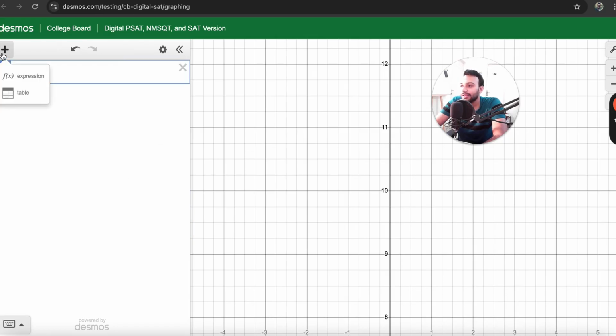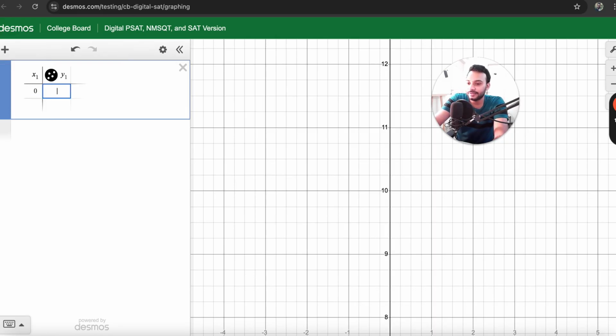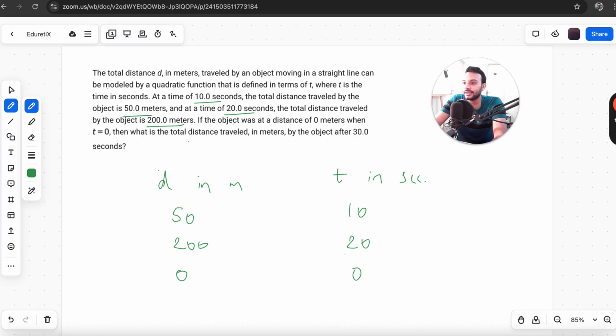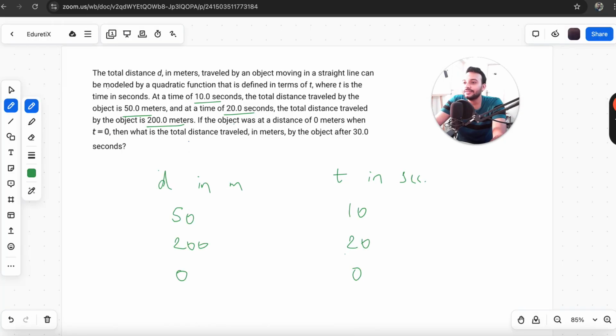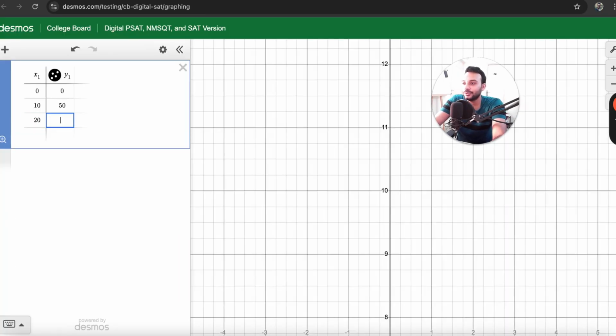We'll input a table. Okay, 0, 0, that point I already remember. Then at t is equal to 10 seconds, it's 50. T is equal to 20 seconds, it's 200 meters. Okay, let's join these points.